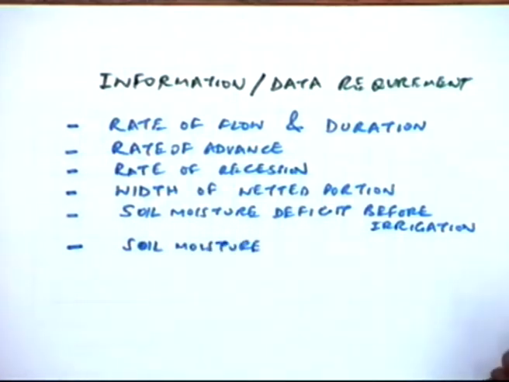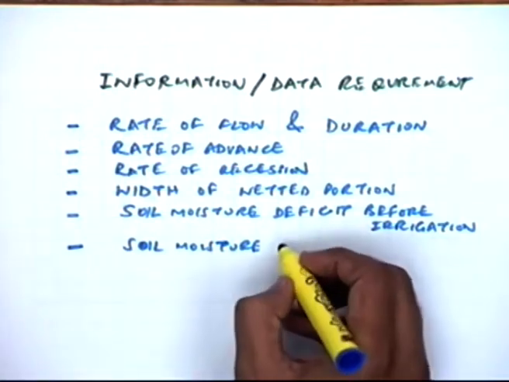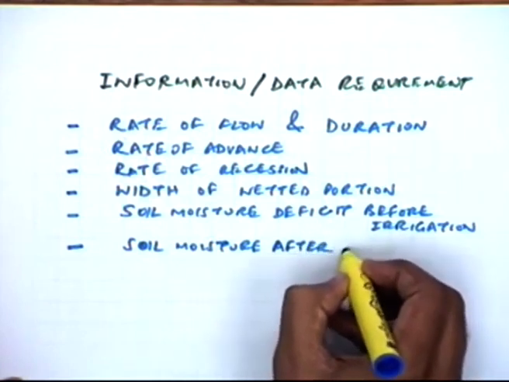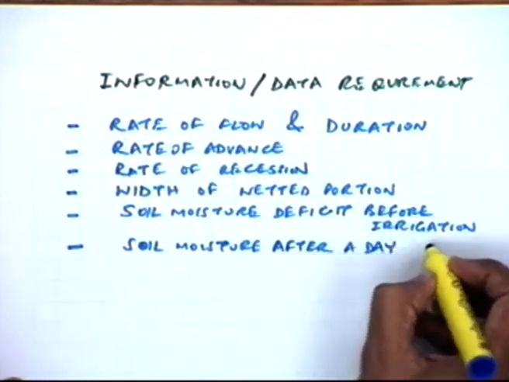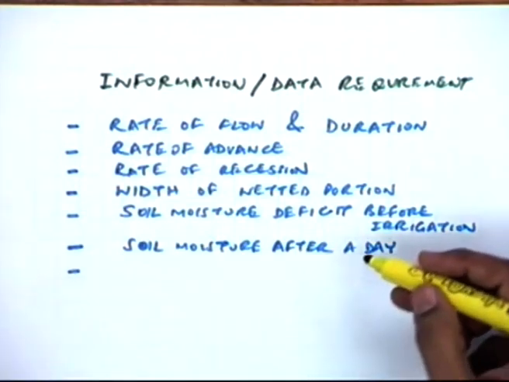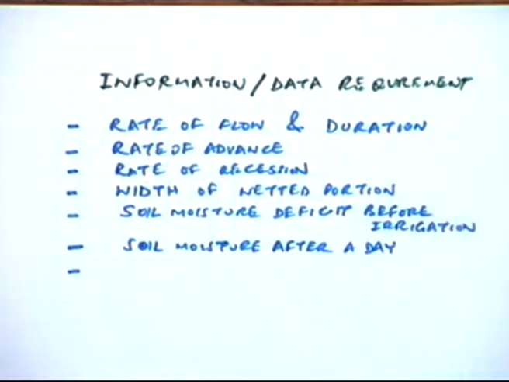You will also require the soil moisture after the irrigation. When you say after, you don't take the soil moisture immediately after the irrigation. You let the water which can drain out of the soil drain out, and you normally take the soil moisture after a day, after the end of the irrigation. That will give you the final moisture which you have achieved in the soil.